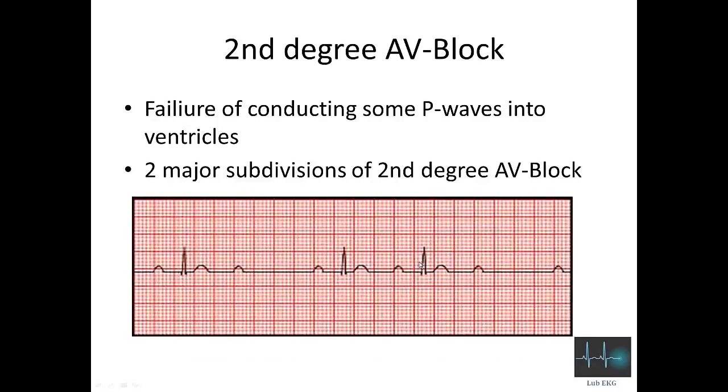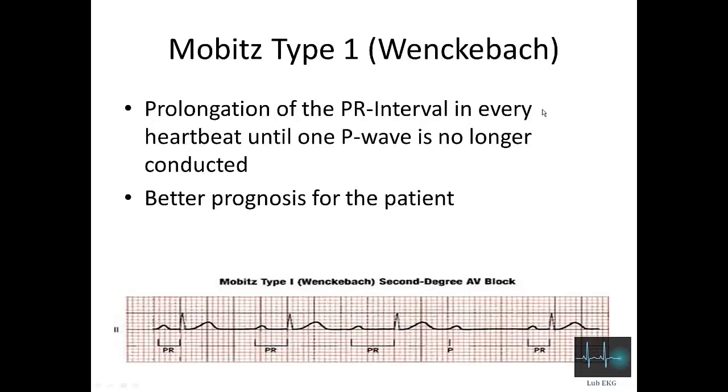Not so in the second degree AV block, where only some of the P waves are conducted into the ventricle. Only some. And just to make it much easier for you, we have of course divided the second degree blocks into two types. We have Mobitz type 1 and Mobitz type 2. So let's talk about Mobitz type 1 first. This is what's called the Wenckebach Mobitz. Why it's called the Wenckebach, I do not know.